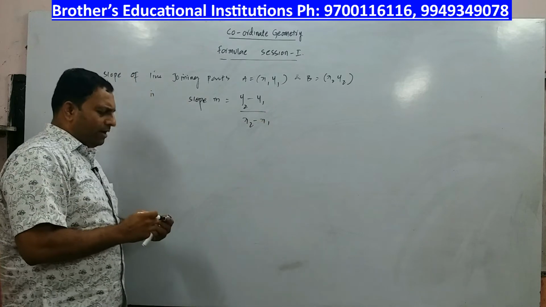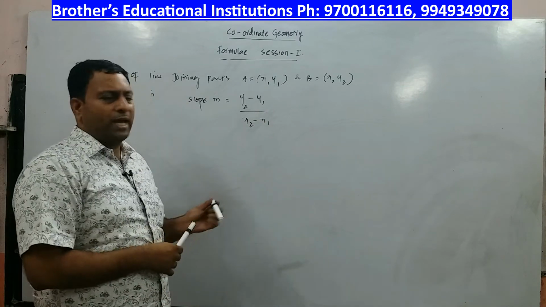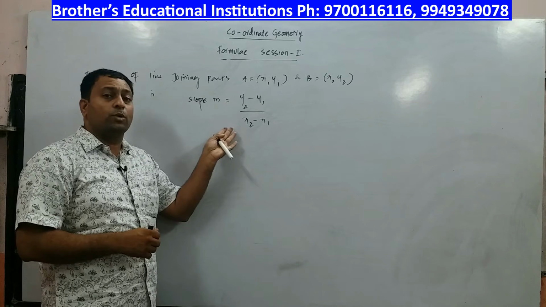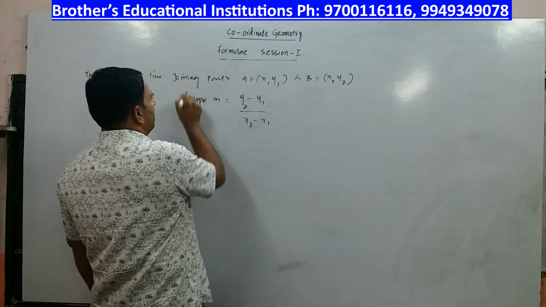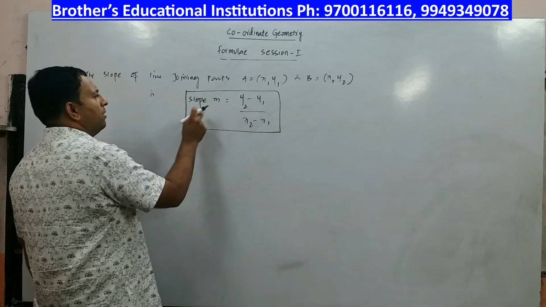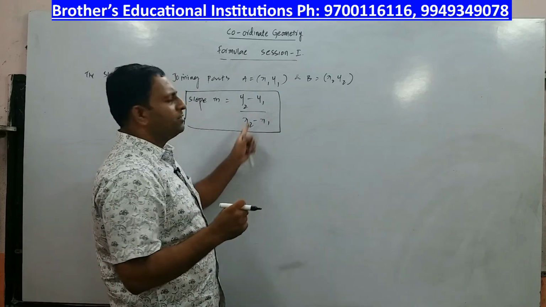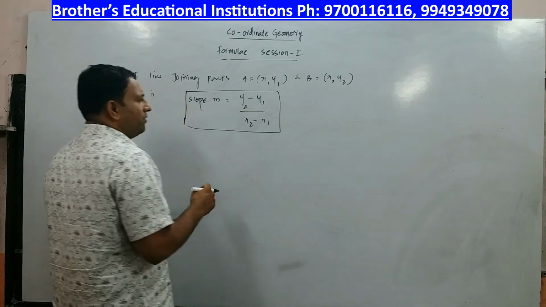In some other video related to 10th class students on our YouTube channel, I have discussed and derived this slope formula also. Right now, that is not important for us. We will have to just learn this formula by heart: difference of y coordinates by difference of x coordinates, that is y2 minus y1 by x2 minus x1.